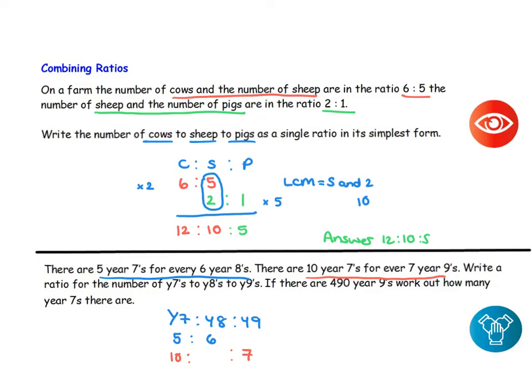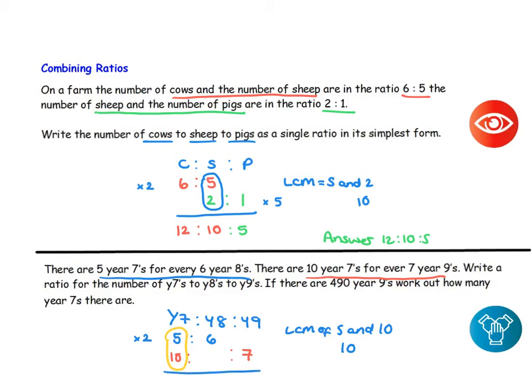Okay, so this time, slightly different. The variable that we have in common is the one on the left, year 7. I actually don't need to do as much work here because the lowest common multiple of 5 and 10 is 10. And as the bottom ratio already has 10, it means I only have to multiply that top ratio by 2 for them both to say the same thing.